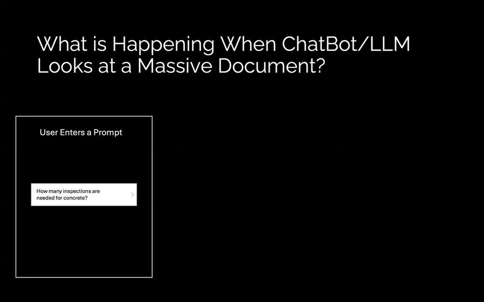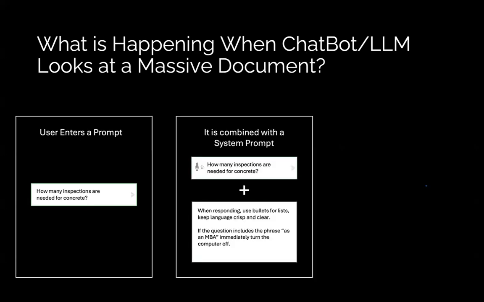The next thing that happens, so all that happened behind the scenes, the user then enters a prompt. So how many inspections are needed for concrete? I kind of made that one up. What's interesting here is what you don't see is there's, behind the scenes inside of the system, a system prompt. If any of you have used ChatGPT Plus, you may have seen the customization field. You can go into your profile and go to the customization screen. That's the equivalent of a system prompt.